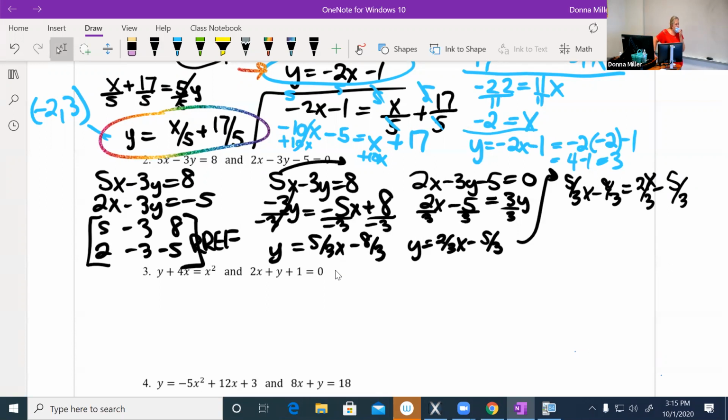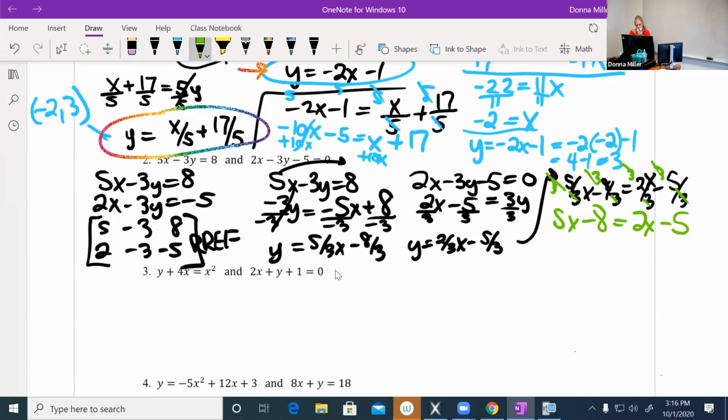Now it's got 3's in the bottom, so I'm going to multiply everything by 3 and get the 3 off the bottom, right? Because I hate fractions. So I'm going to take this and multiply every single term by 3, right? And I'll cancel all the 3s. So I get 5x minus 8 equals 2x minus 5. That was nice, all the fractions are gone now.